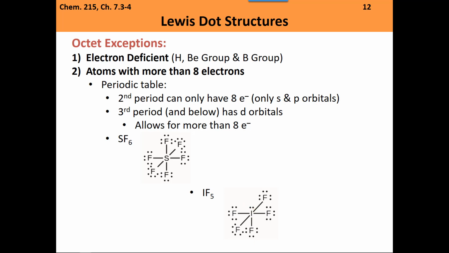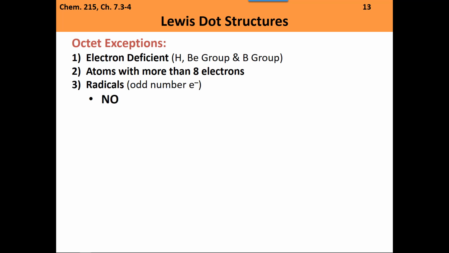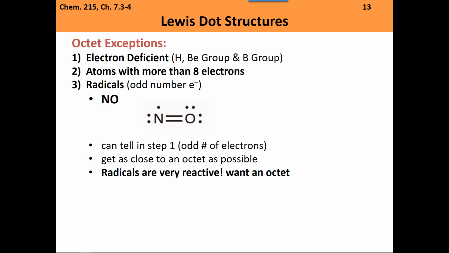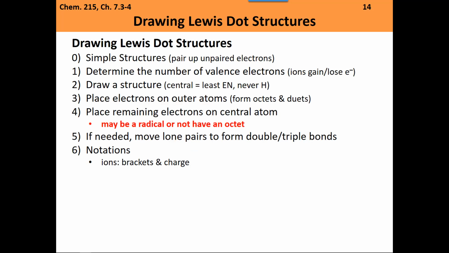another lone pair. And then finally, we have radicals. Radicals have an odd number of electrons. This nitrogen here has 1, 2, 3, 4, 5, 6, 7, so it's not going to have an octet. So that's just one thing to remember in step 4: sometimes we aren't going to have an octet, but typically the goal is to get an octet. We'll go through a few more examples and look at some very important special types of Lewis dot structures in class next week.